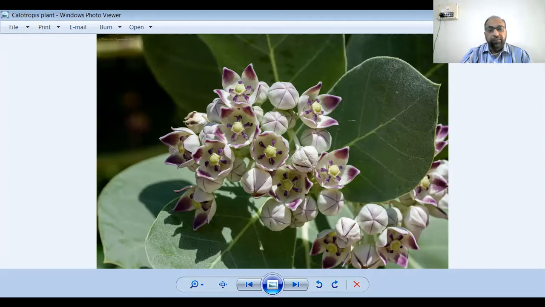And if we discuss the general characters of this Calotropis, we will find that plants are normally herbs or shrubs, or in some cases they have tubers also, rarely trees. And you will find that leaves have a particular condition, that is opposite and decussate. We'll discuss in detail about that.